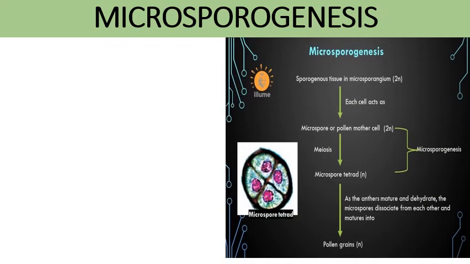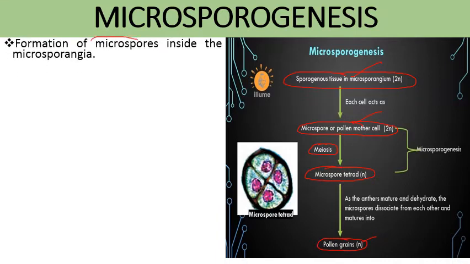So during this process, the sporogenous tissue in microsporangium, which is diploid, acts as microspore mother cell either directly, or it can undergo several mitotic divisions before acting as microspore mother cell. Then this microspore mother cell undergoes the process of meiosis, which results in formation of microspore tetrad. And finally, जो microspore tetrad है वो वहाँ से pollen grain separate होते हैं because they have individual callase layer जो हम last lecture में discuss किया था, results in formation of pollen grain, which is a haploid structure. So formation of microspore inside the microsporangia is known as microsporogenesis.